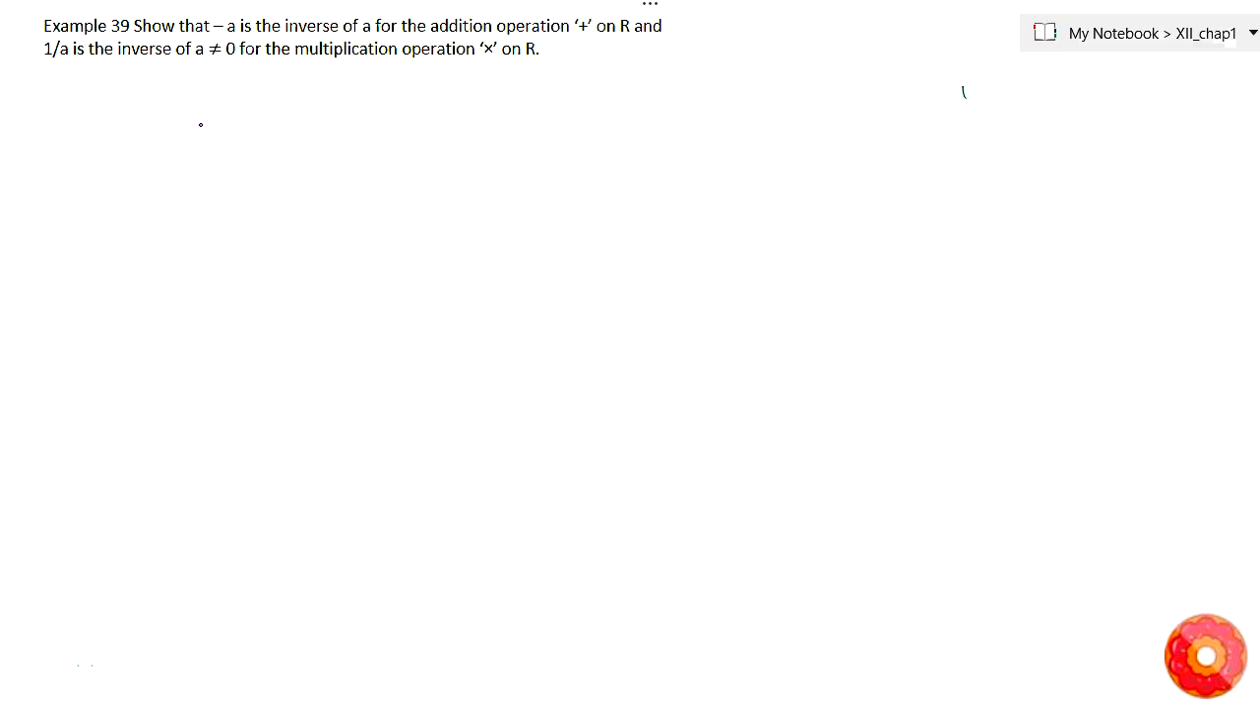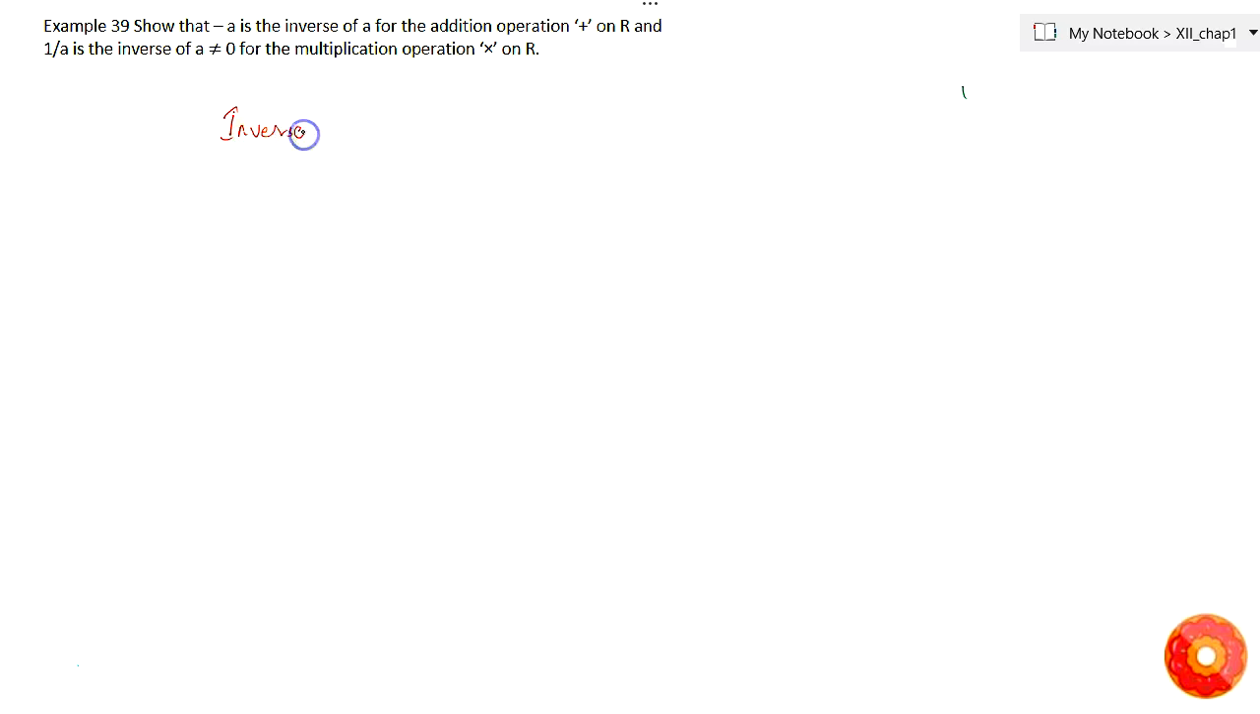In this question, we are asked to show that minus a is the additive inverse of a, and 1 by a is the multiplicative inverse of a, where a is not equal to 0, in case of the multiplication operation in the set of rational numbers. Now, before going any further, let's try to understand what inverse means.